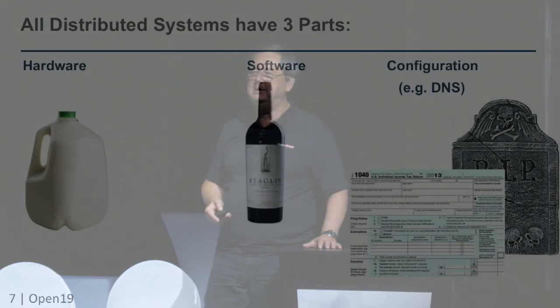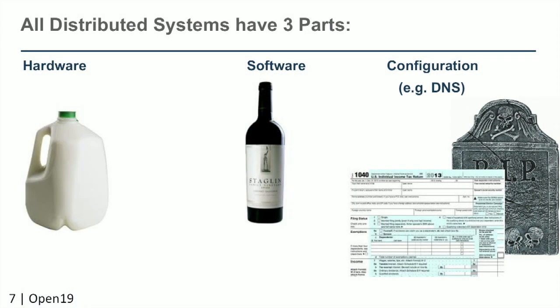And configuration is like death and taxes. It's something that you have to do in order to take advantage of the first two, and you can't escape it. And that's actually why DNS came into existence, was to try and make configuration more scalable.